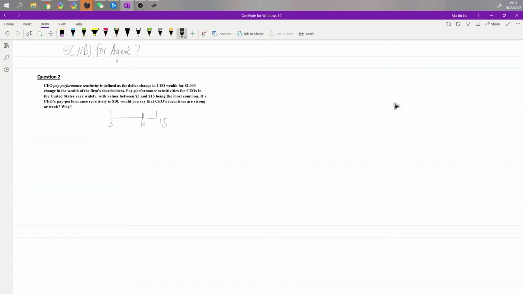And if you look at the overall payment, each $1,000 change in the firm's value will give us $10 pay to the CEO. And how much percent is that? That's exactly 1% of the net change. So for each value change of the firm, the CEO will receive 1% payment.